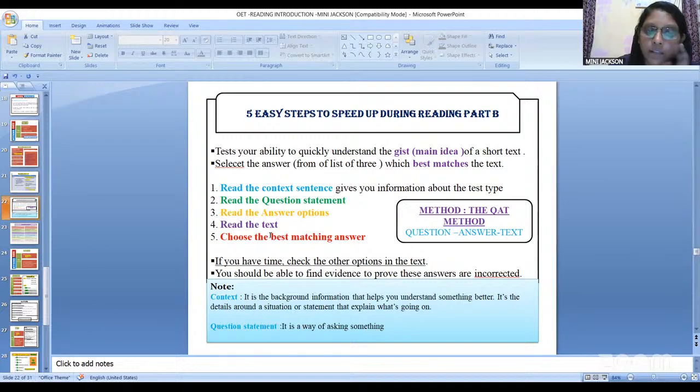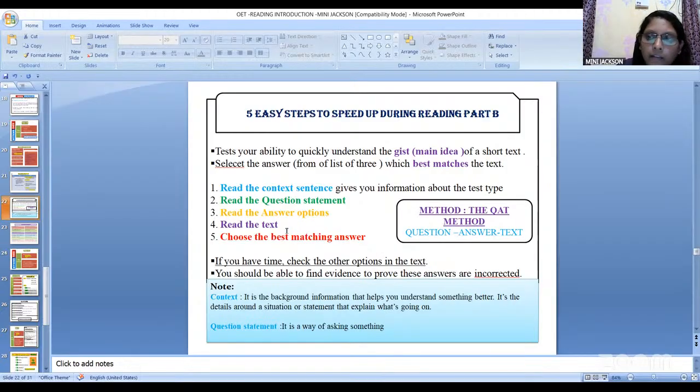Then read the text. Then come back to the text and read it. Then choose the best matching answer. This is a 5-step process you will want to remember. Then easily you can identify the answer in the B. If you have time, check the other options in the text.